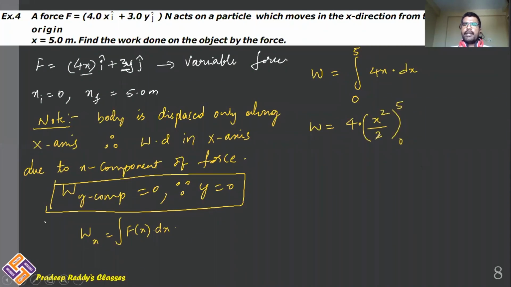Limits are from 0 to 5. And about integration, how to integrate this, we have discussed in the kinematics chapter. If you do not know how to integrate this, you can watch those videos on the YouTube channel. Now this gives you 2 2's are 4, and this is 2 times.